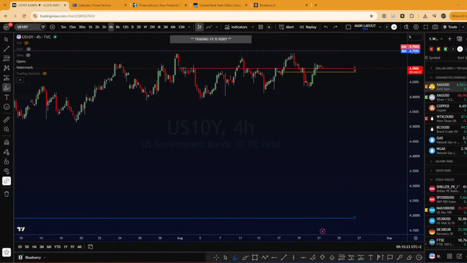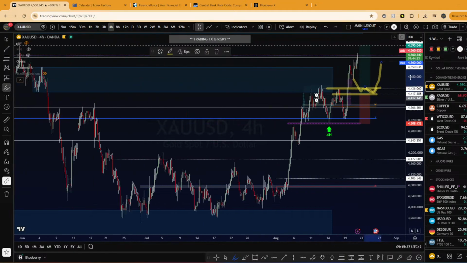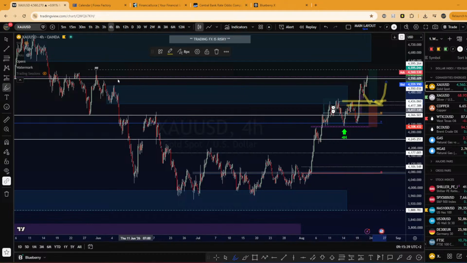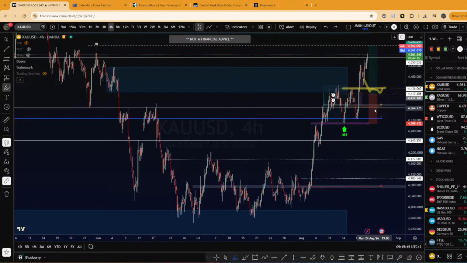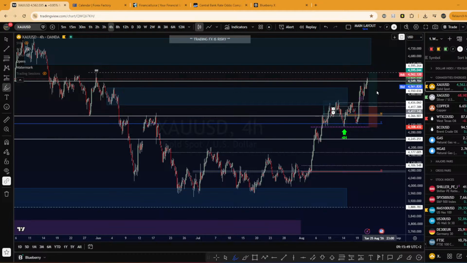I was not able to enter gold because I wanted to see a retest around this level before entering gold, but it seems like gold continues to push. The trend is very high, and we are almost at my target of the week. So I'm not really interested in gold. Maybe next week, to see if we could continue this movement.